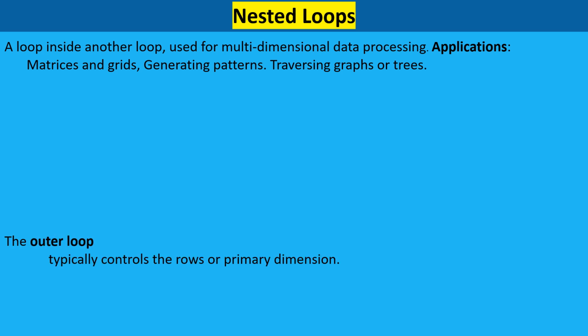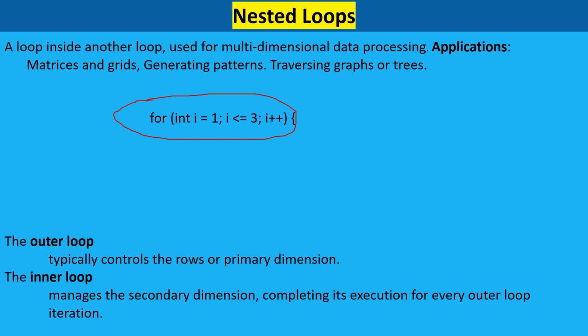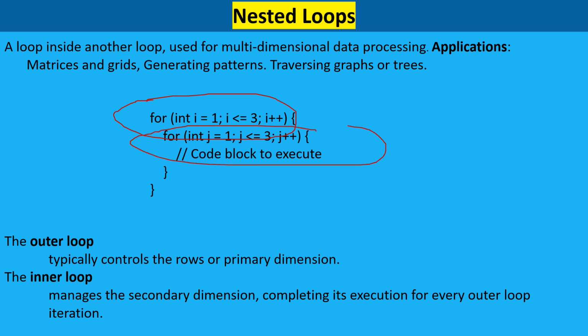Outer loop: this one is the outer loop, typically controlling rows or primary dimensions. Inner loop manages the secondary dimensions, completing its execution for every outer loop iteration, and then the code block to execute.